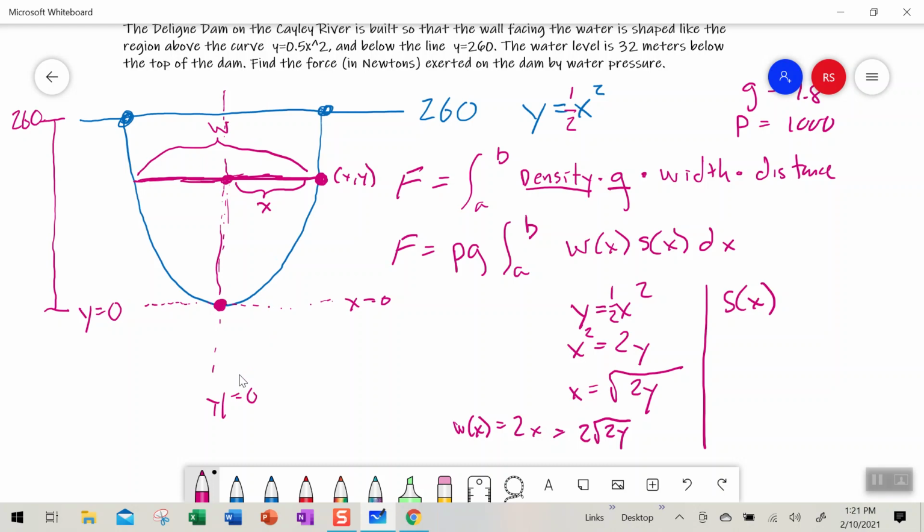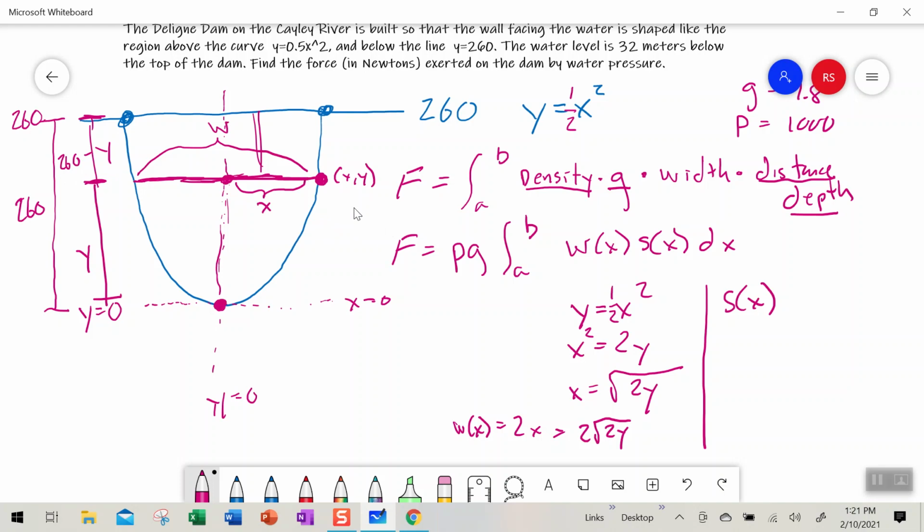That's the depth, okay? So when I say the distance, I mean depth, as I said earlier. So the depth is the distance down from the surface, right? So that's the distance from here to here. Well, if this entire distance right here is 260, and we're measuring y equals 0 up from the bottom, then this distance here is going to be a y value. And so this distance here is going to be 260 minus y.